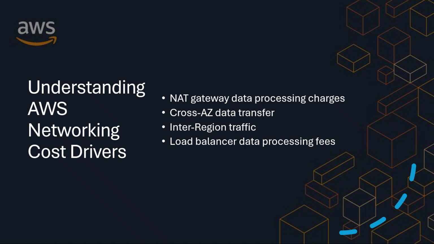When optimizing the network cost, it's critical to understand what actually drives the charges. NAT gateways charge per GB processed, which can quickly add up when private subnets rely heavily on external traffic. Cross AZ data transfer is another hidden cost. Every GB that flows between AZs is billed. Inter-region traffic is even more expensive and must be minimized whenever possible. Finally, the load balancer also incurs data processing fees. By knowing exactly which patterns contribute to the cost, you can adjust architecture and routing to minimize unnecessary data movement.